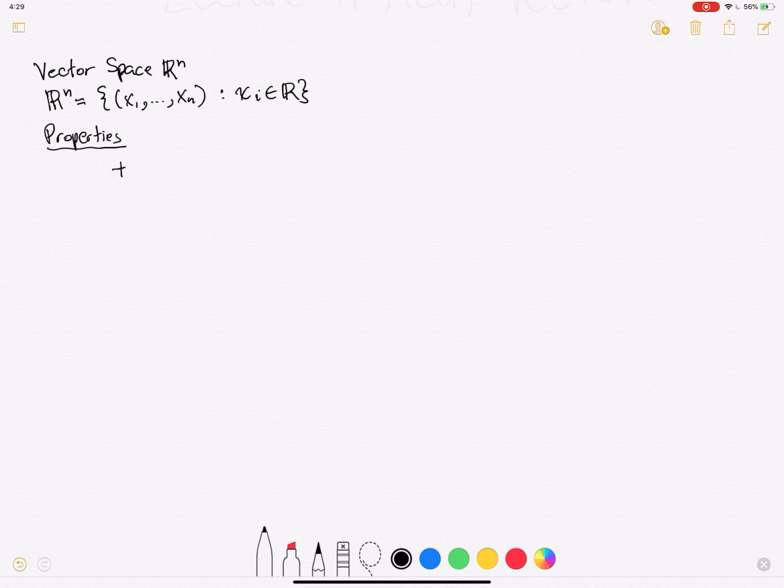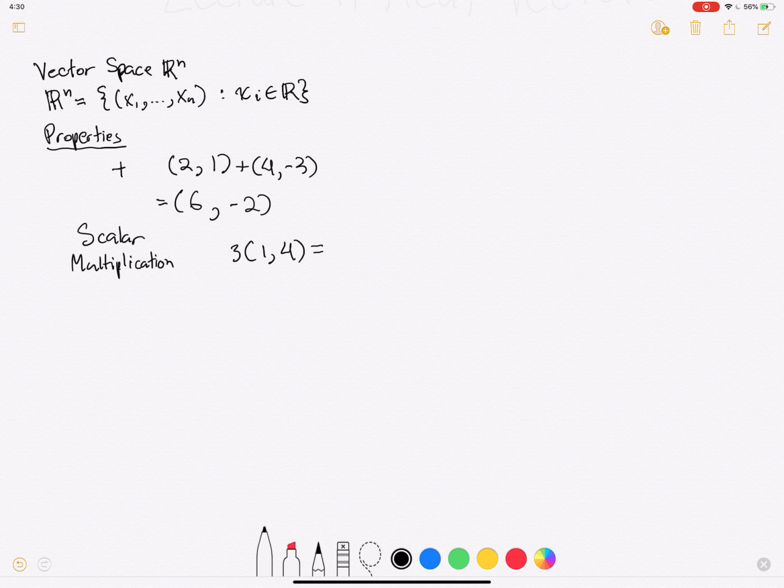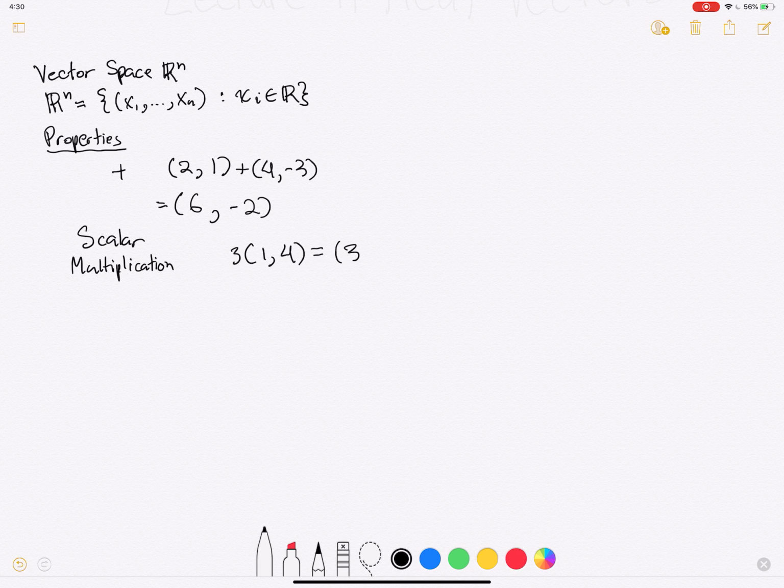addition. So (2, 1) plus (4, -3) is you add the 2 to the 4 to get the first element of the tuple, and the 1 to the -3 to get the second element in the tuple. Scalar multiplication, so say you had 3 times (1, 4). That would give you just multiply the first element with 3 and the second element of the tuple with 3.